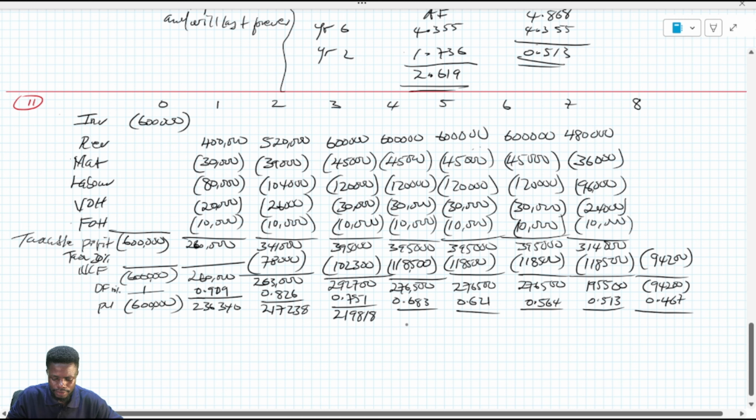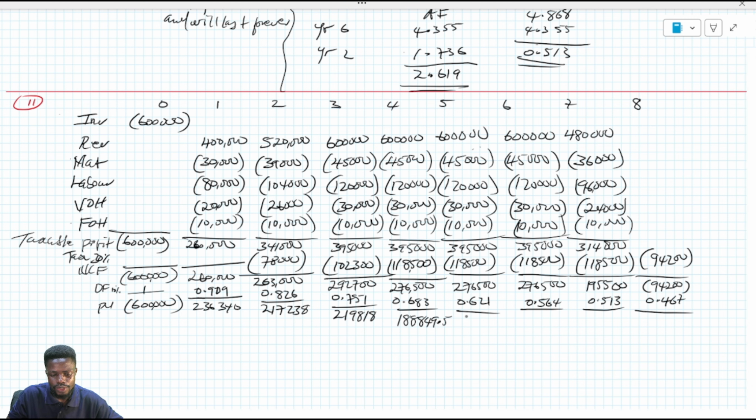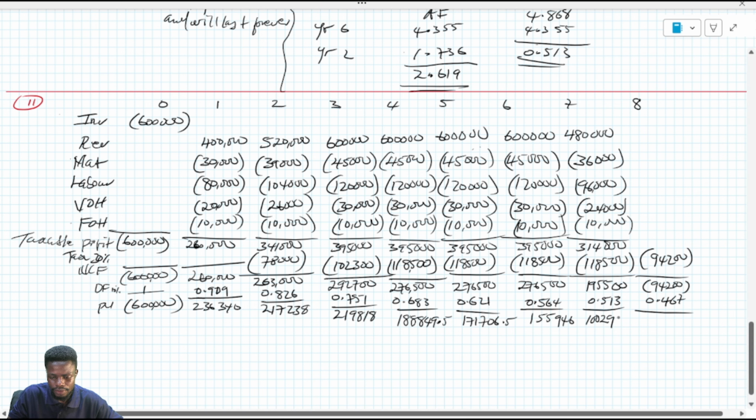219,918, and here you get 186,849. Next one, when you multiply it, you get 171,406.5, and the next one you get 155,946, and the next one you get 129,400, and lastly you get in bracket 43,000. You get what?